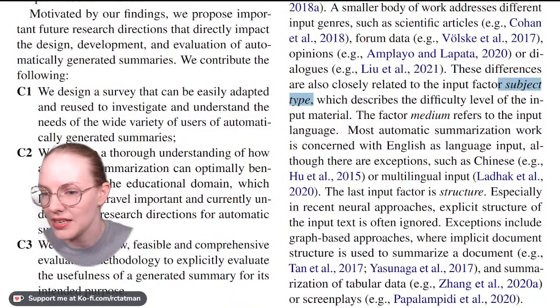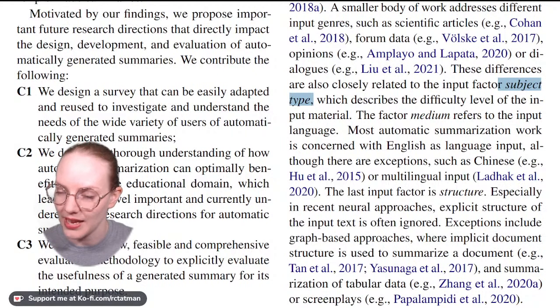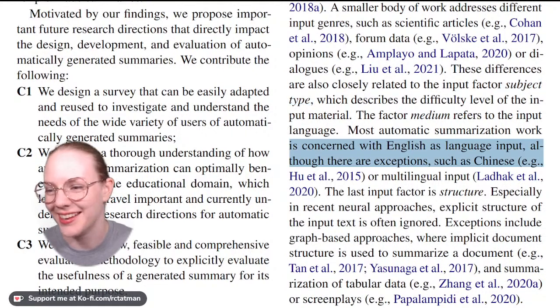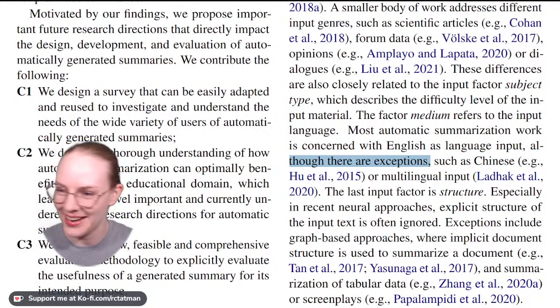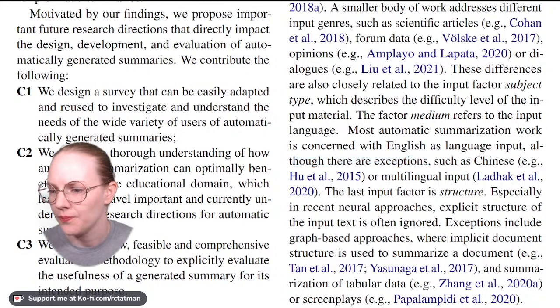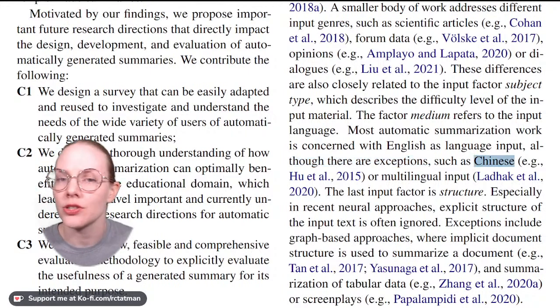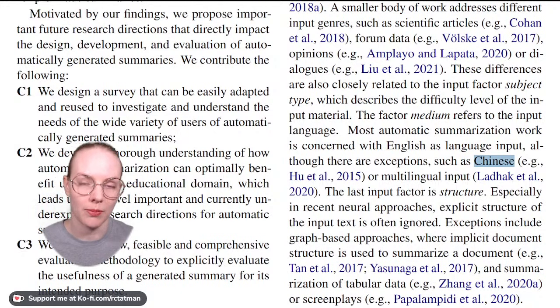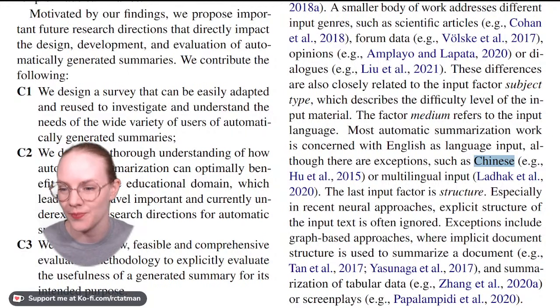The factor medium refers to the input language. Most automatic summarization work is concerned with English as language input, although there are exceptions, such as Chinese or multilingual input. It's interesting. So there's a lot of NLP work on Chinese. A lot of it is published in Chinese, and I do not read Chinese, so I'm not super up on it unless it has also been published in English.